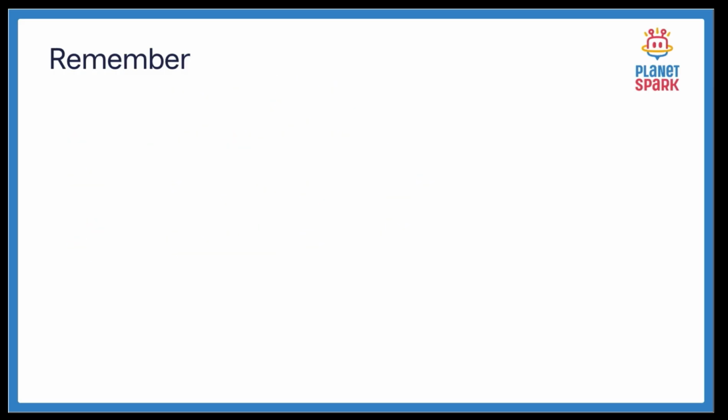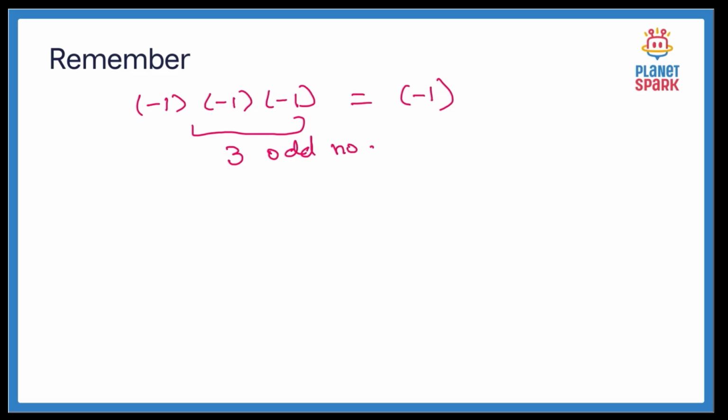Now, one important thing that you have to keep in mind is, if I'm having minus 1 into minus 1 into minus 1. Now, over here, I'm having minus 1 multiplied 3 times. My answer would be negative. Why negative? Just remember, 3 is odd. If we are multiplying the negative sign an odd number of times, my answer would be negative. What if I multiply the negative sign an even number of times? My answer would be positive.